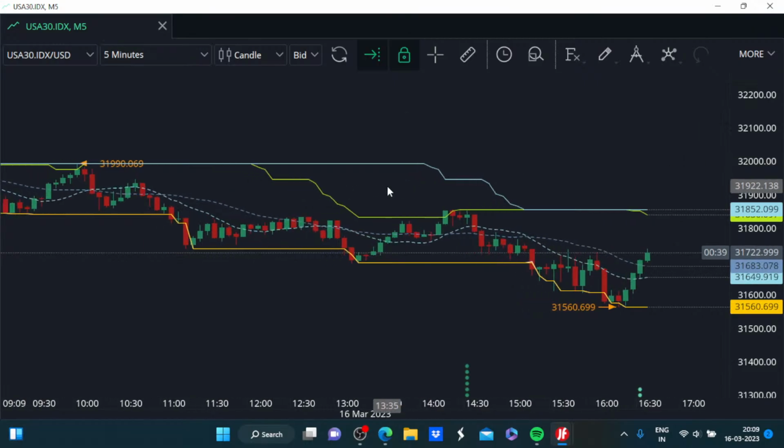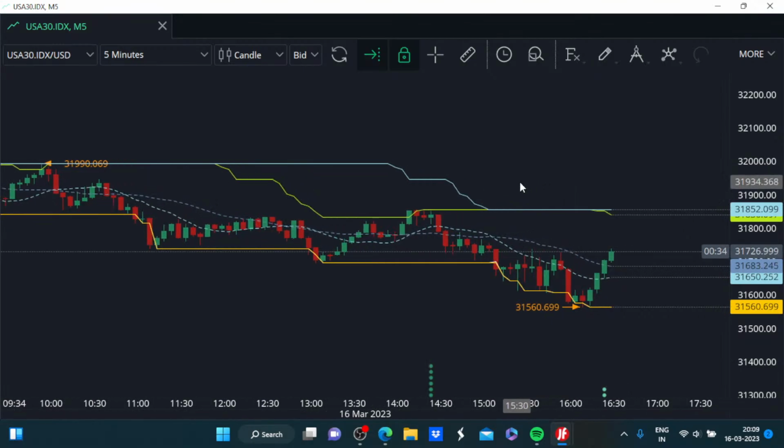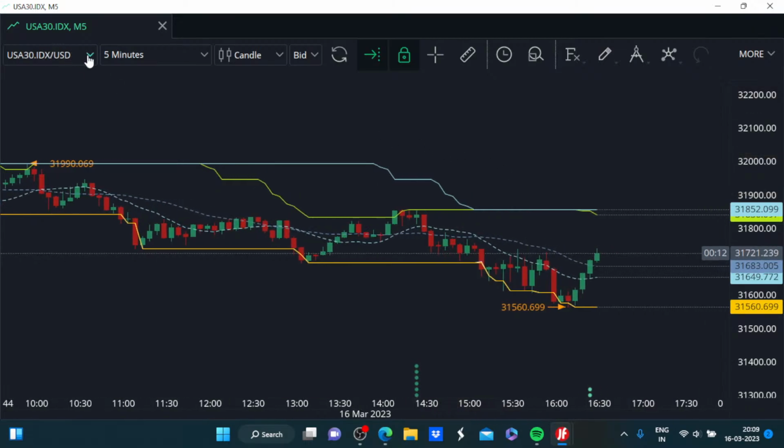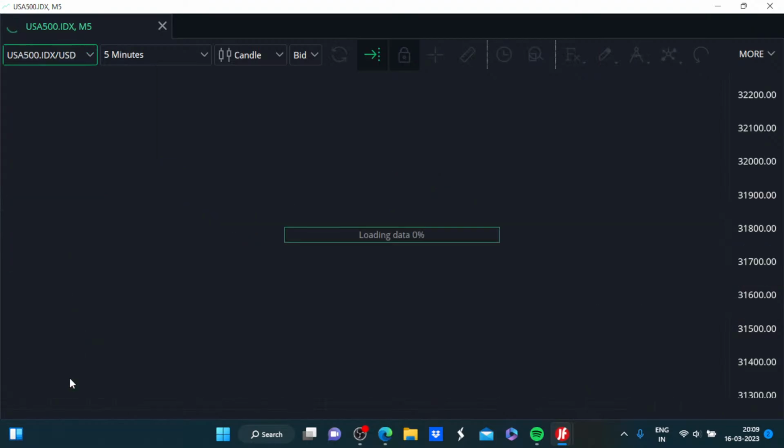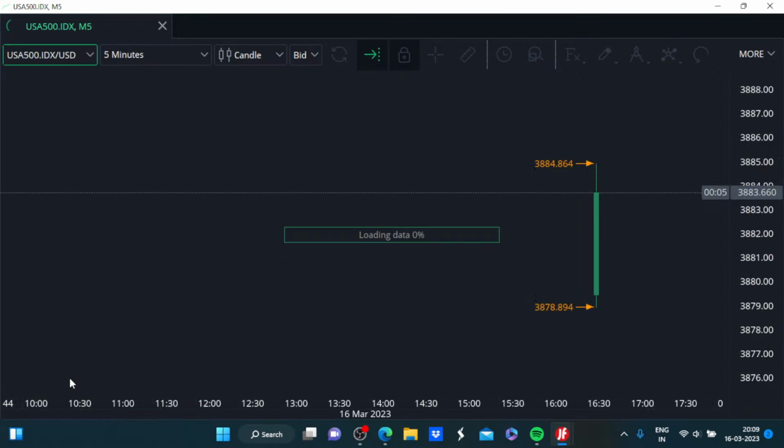unless it changes course and goes on to make a fresh swing high above 31,900. In that scenario, we will have to wait for things to offer us much more clarity. And if the Dow is able to hold above 31,900 for at least a couple of hours, then only we need to change our outlook, else we will have to keep looking for opportunities to sell on rallies in the Dow Jones Industrial Average. Now the question is whether the Dow is more bearish or less bearish than the S&P 500 and the Nasdaq.